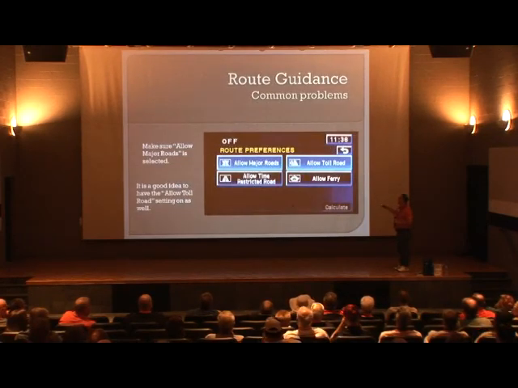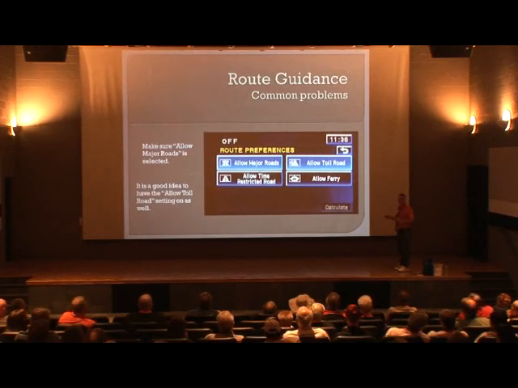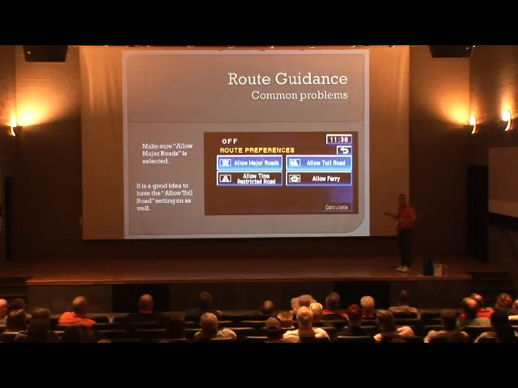Route preferences button. Allow major roads. Please select it. When you go back to your car, find this button. Press it. Make it light blue, not black. Allow major roads. Major roads are freeways. Major roads are very important on long cross-country trips. Definitely, please make use of major roads. I strongly encourage it.